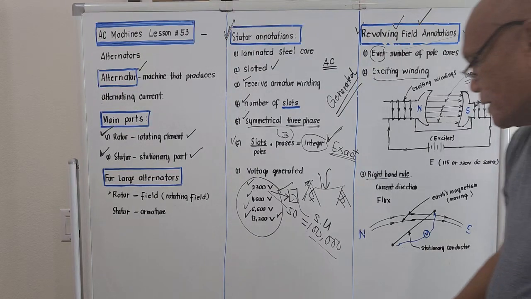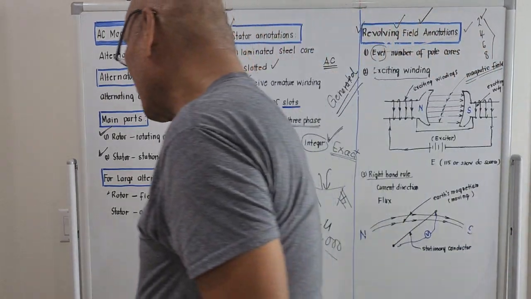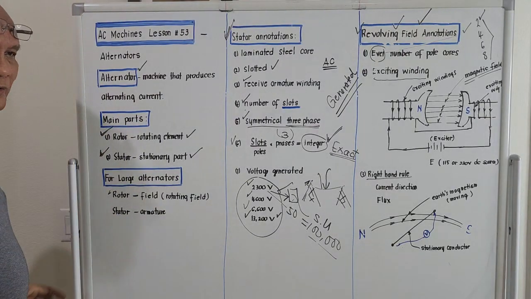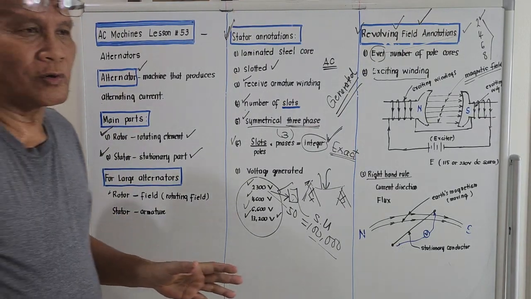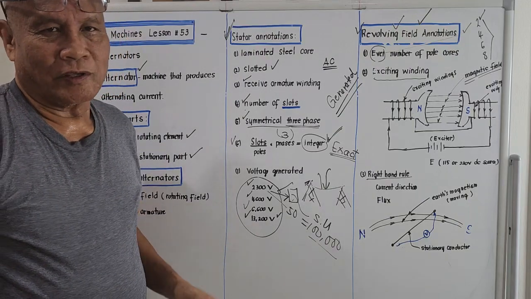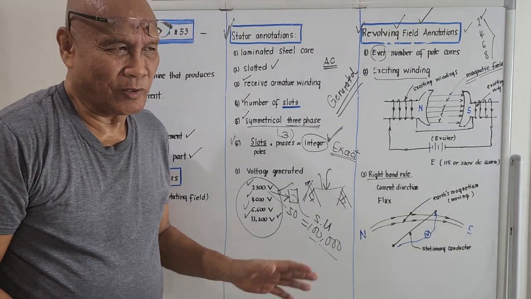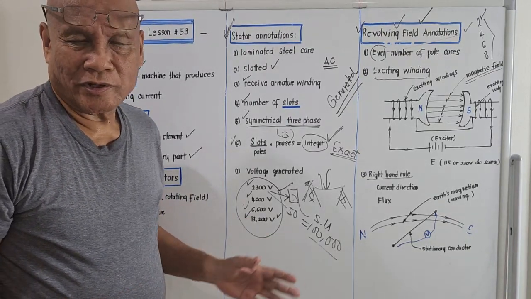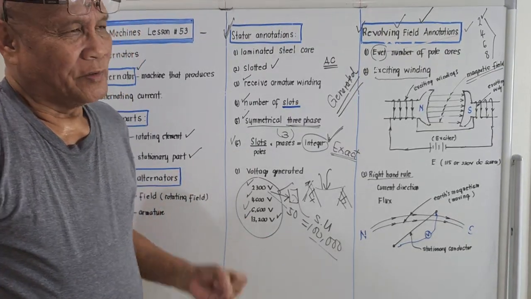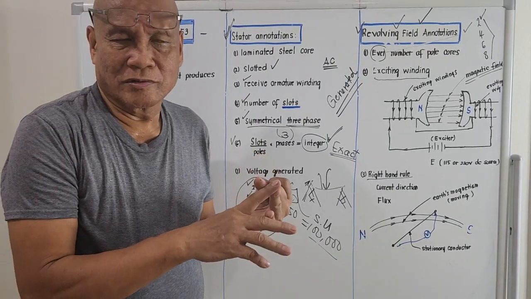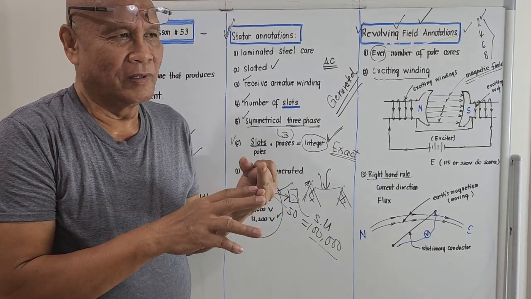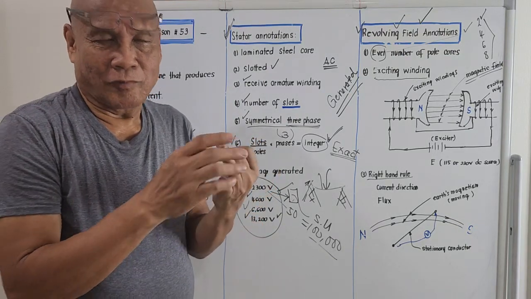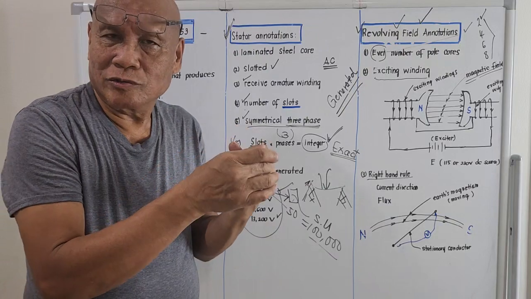Okay guys, that's the initial concept on how to study the alternator. At least we now know what an alternator is: it is a machine that produces alternating current. And what are the requirements in order to produce alternating current? There should be magnetism or flux, and a conductor. It could be that the conductor is stationary or moving, and the flux could also be stationary or moving.